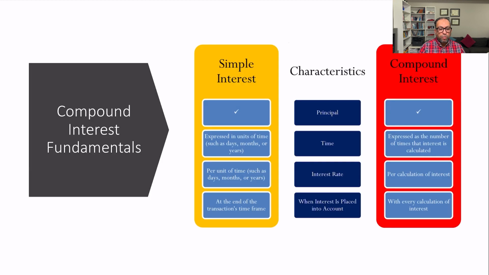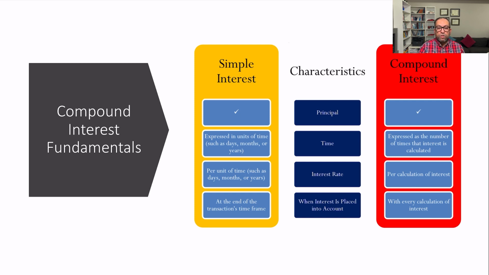That's a different topic. So there's a difference between compound interest and simple interest, and that we can see here. That's a fundamental difference: the principal we have to return, or we will get back, in both cases, whether it's simple interest or compound interest. So principals are common in this. Time is expressed in units of time such as days, months, or years, whereas in compound interest time is also expressed in the same manner, as the number of times that interest is calculated. So there is a difference.